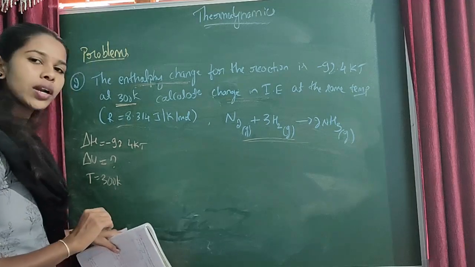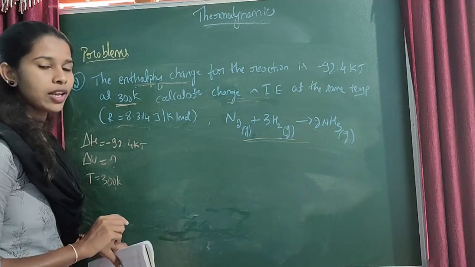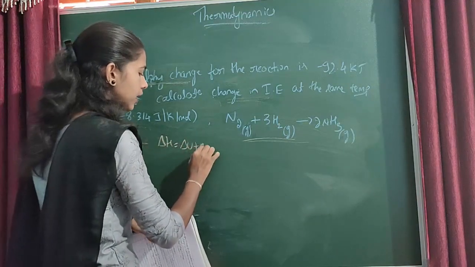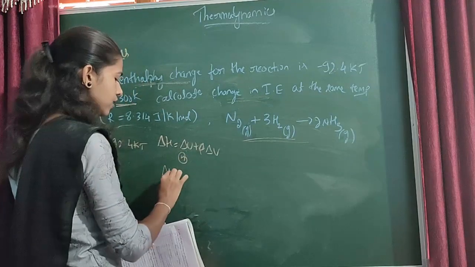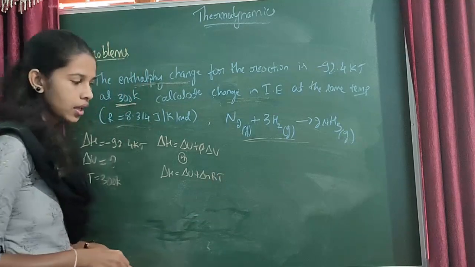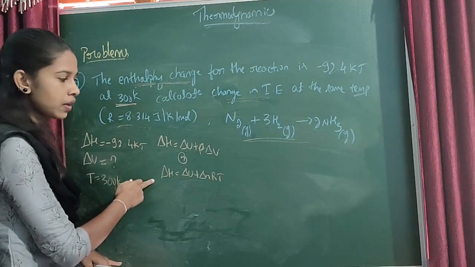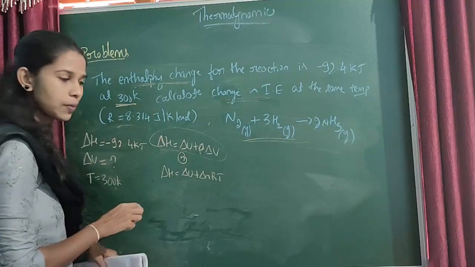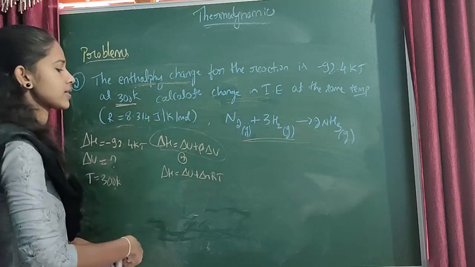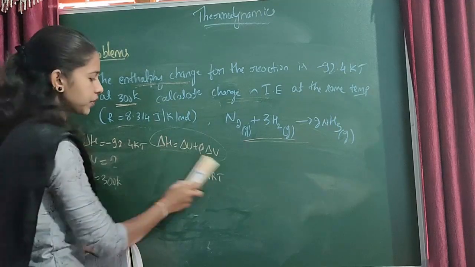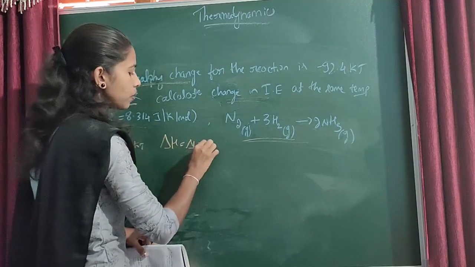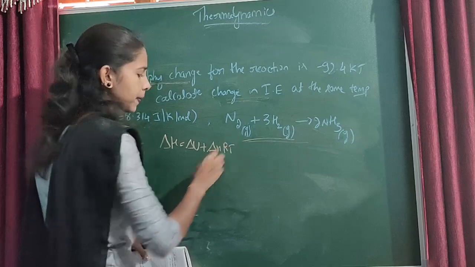Now to calculate delta H value, change in enthalpy value, we have two equations. Delta H is equal to delta U plus P delta V, or delta H is equal to delta U plus delta N RT. Which equation we have to use here? We cannot use the first equation. Why? Because they didn't mention anything about pressure and volume in the problem, right? Hence we have to go for this equation, that is delta H is equal to delta U plus delta N RT.